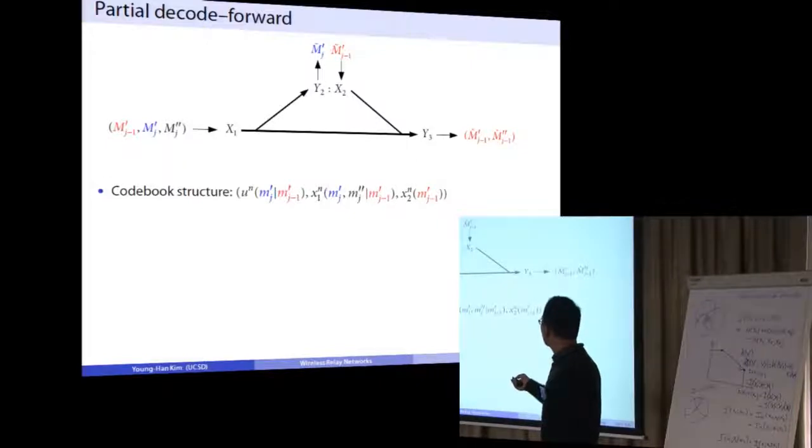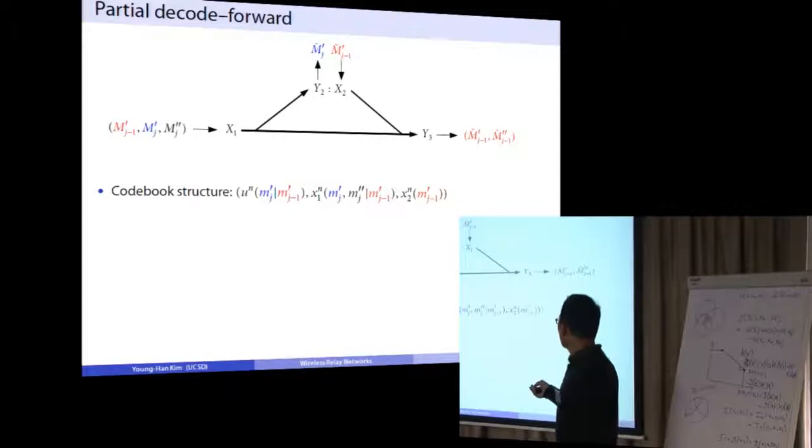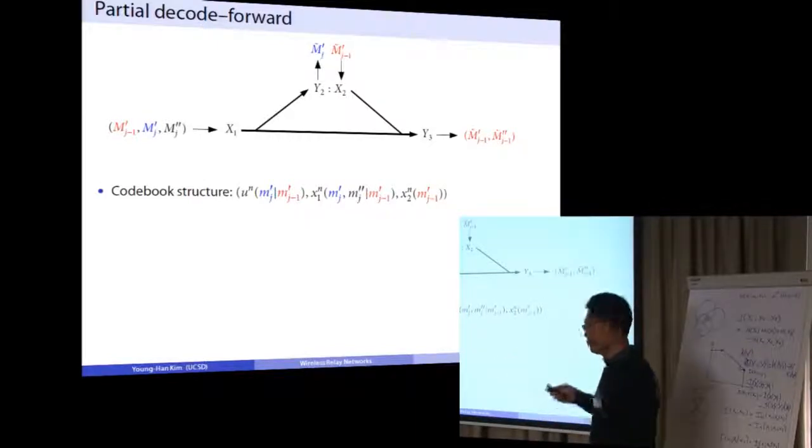At the sender, I use the virtual message U, which plays the role of X1 previously. Previously, X1 was sending the fresh message on top of the old message. Instead of using the X1 signal, now I'm using the U signal to send the prime message, piggybacking on the old prime message. And on top of it, I'm going to superimpose a new signal which carries the fresh information based on the rest of the message.